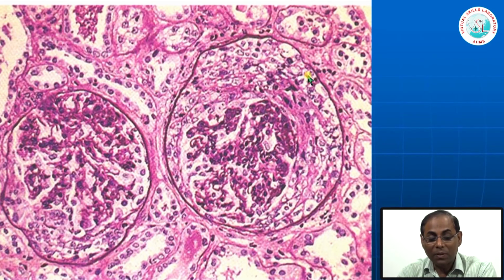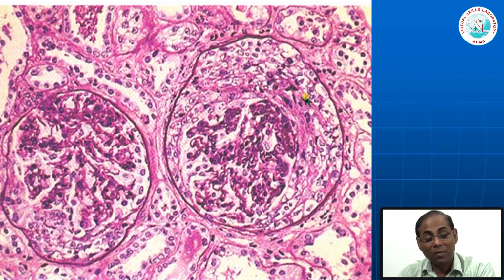So this is the typical picture you can see. This is the glomerulus, and you can see this whole crescentic cellular area which is pushing or compressing the glomerular tuft, and you can see that these are the epithelial cells and also inflammatory cells with some amount of fibrosis.